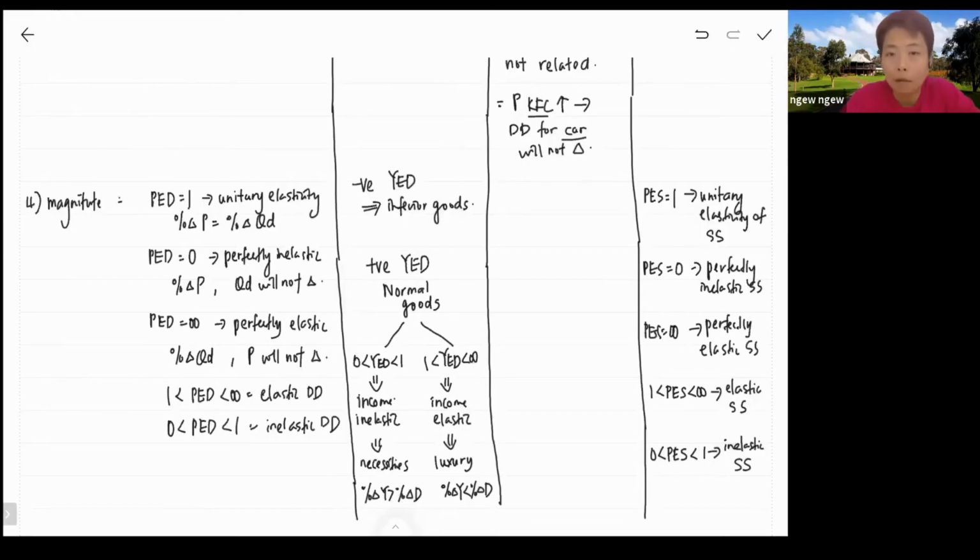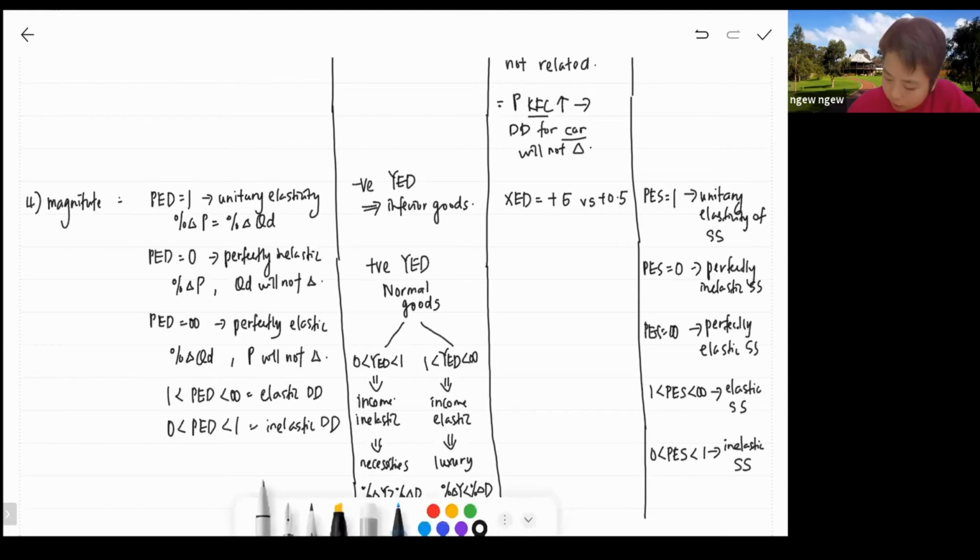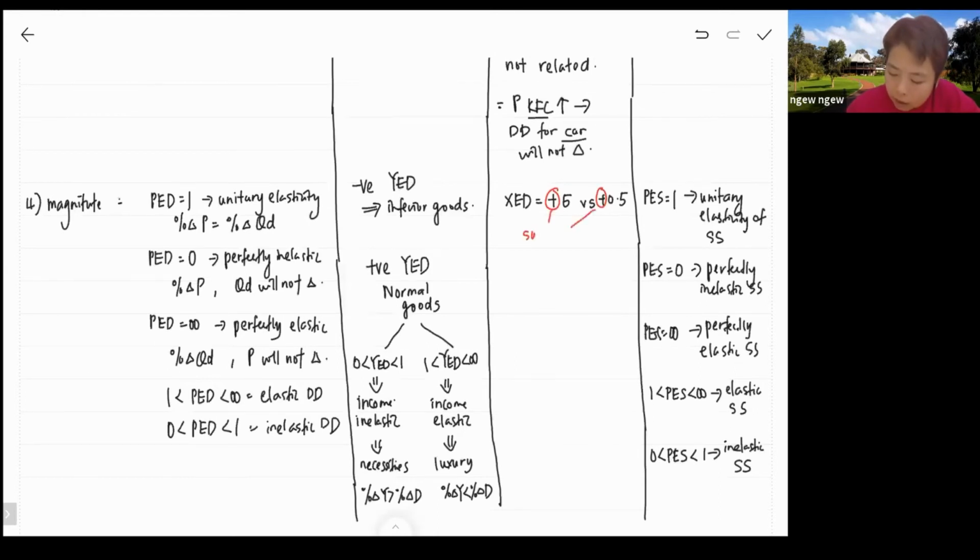Moving on, the last part, let's look at the magnitude of XED. What is that like? What are they trying to tell us? Okay, so I give you one example. For example, a XED equal to positive 5 versus positive 0.5. The first thing we know is that when XED is positive, regardless of 5 or 0.5, it shows two goods are substitutes. That is what we have confirmed in the previous part.